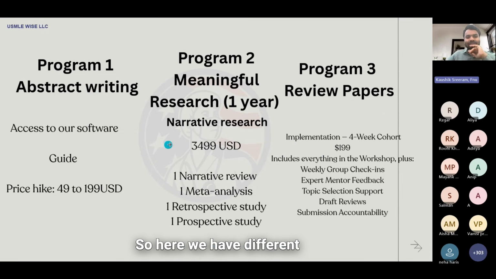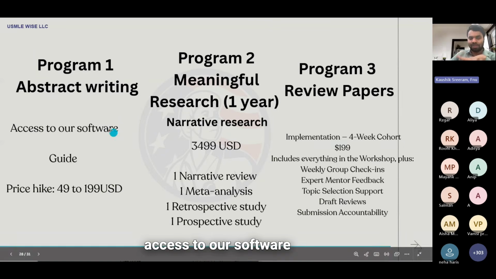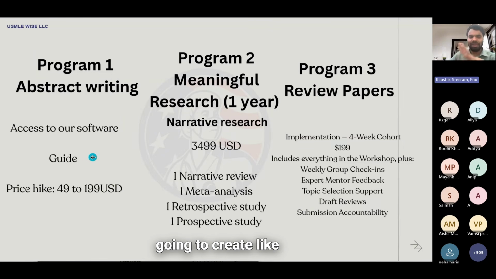So here we have different types of research programs that we run. One is if you have access to our software plus my guide, and I'm going to create courses with it. For now, if you want to enroll in that, it is $49. You will get the instructions that I've created for it. You create your protocol, and we are going to review it and I'm going to comment on the protocol. That is the abstract writing. Hopefully you will be able to submit.